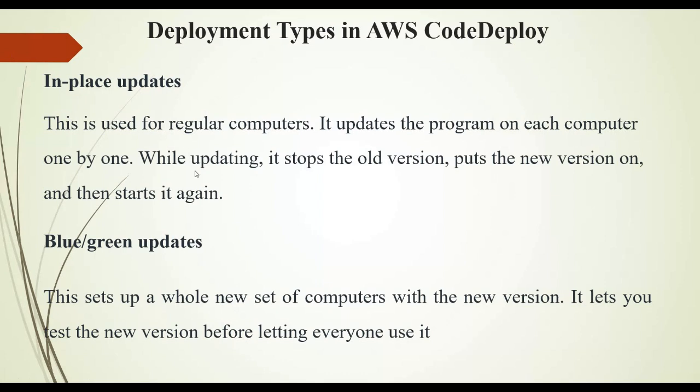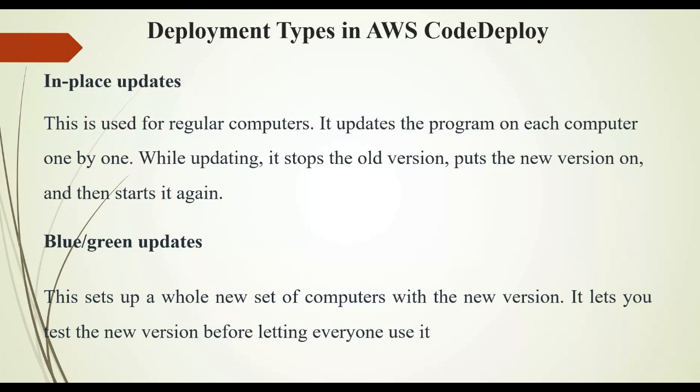The next is deployment types in AWS CodeDeploy. There are two deployment types in CodeDeploy, that is in-place updates and blue-green updates. In-place update is used for regular computers. It updates the program on each computer one by one. While updating, it stops the old version, updates to the newer version on the computer, and then starts it again. It can also take one computer out of use while updating, so users don't see any problems.